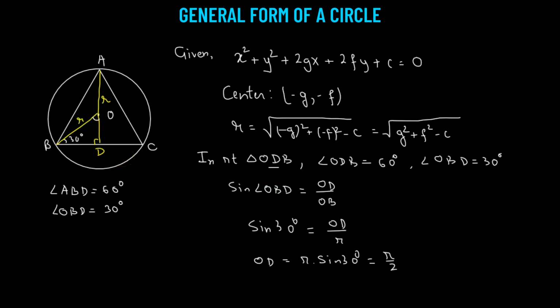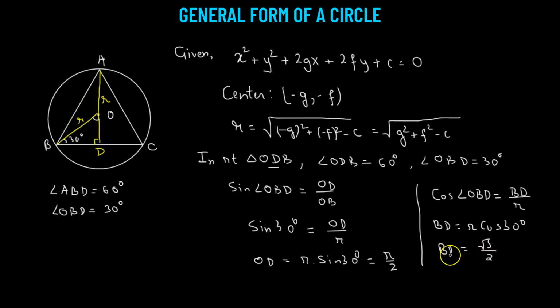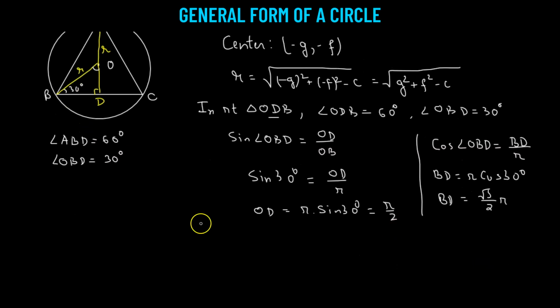Now that we have the length of OD, let's find the length BD as well. To find BD, all we have to do is take the cosine of angle OBD. Angle OBD's cosine will be the base BD divided by the hypotenuse, which is r. So we have BD equals r cosine 30 degrees. What's the value of cosine 30? We know that's simply square root of 3 over 2. So our length BD becomes square root of 3 over 2 times r. Now we are ready to find the length of the hypotenuse and the base.